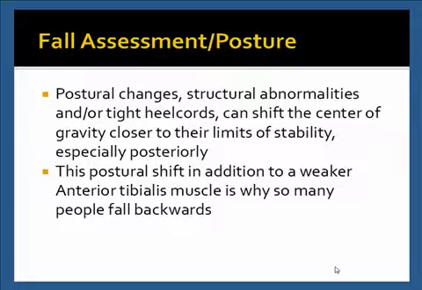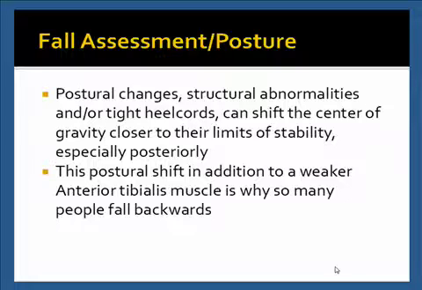Let me go over what I do as a therapist to evaluate the elderly and their risk of falling. The first thing I do is I assess their posture, then their mobility, then strength, then finally I will assess their balance.